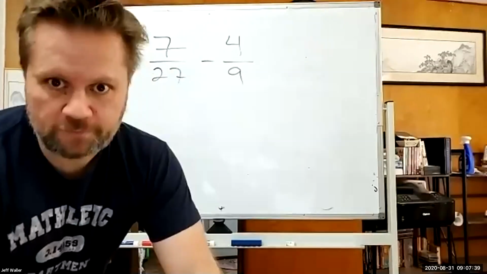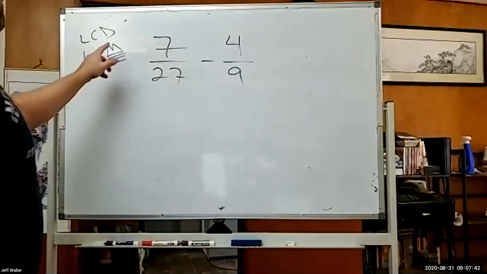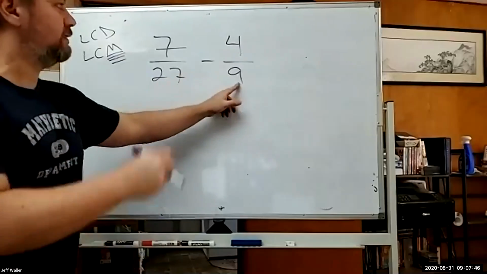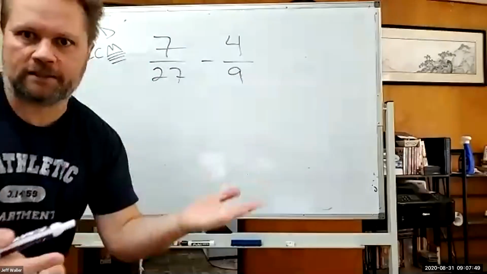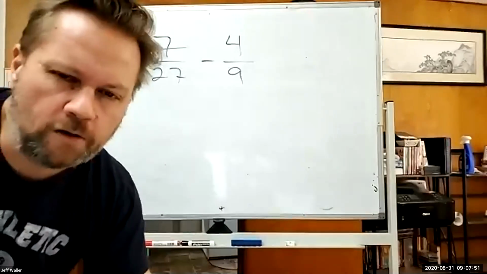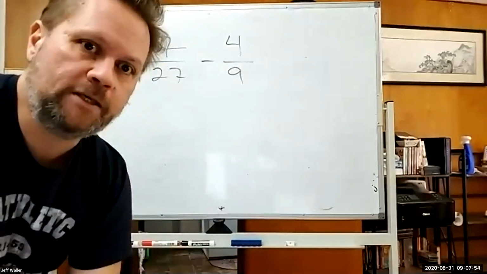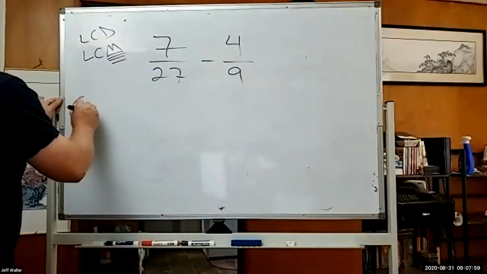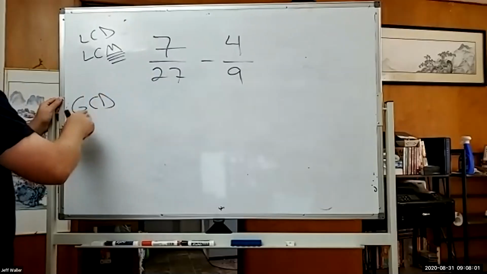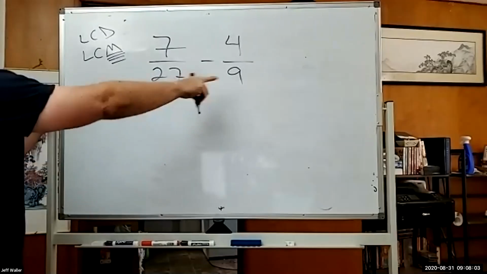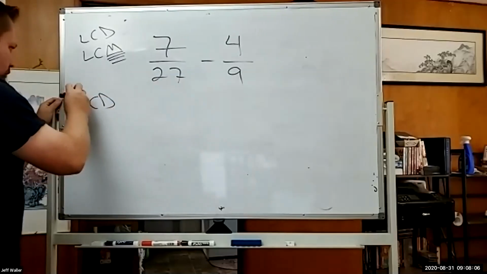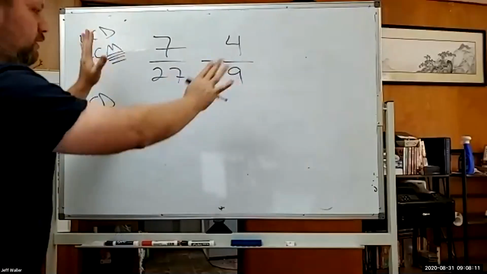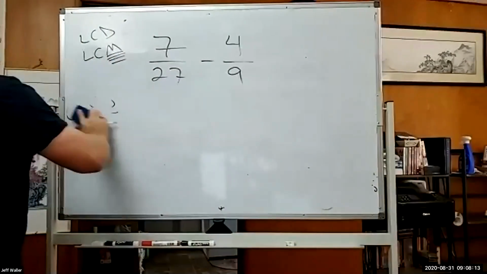4 times 1, 4 times 2, 4 times 3. So the least common multiple, this is 27, 54, 81. This is 9, 18, 27. That's the least common multiple. What's the smallest number they can both multiply up to be? I like it. Then you got the idea, real quick, of GCD, greatest common divisor. That would be 9. What's the biggest number that goes into both? That would be 9. That has nothing to do with this specific problem.